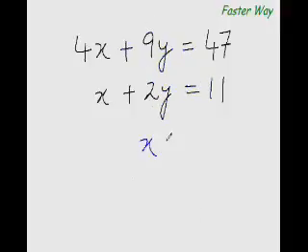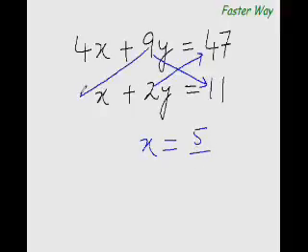So x equal to 9 times 11 is 99, and 2 times 47 is 94. And 99 minus 94 is 5. This is the numerator. To find the denominator, 9 times 1 is 9, and 4 times 2 is 8. And 9 minus 8 is 1. So x equal to 5.